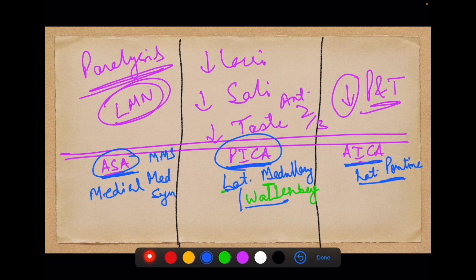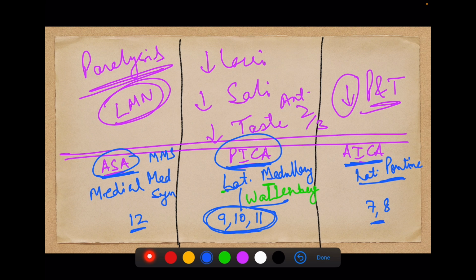What was the mnemonic for the PICA? Don't pick a horse who can't eat. Hoarseness and dysphagia, so easily you should think about the 9th, 10th, and 11th cranial nerves. So now we know about the PICA, that is the lateral medullary, 9th, 10th, and 11th. Anterior spinal artery is the 12th cranial nerve feature, and anterior inferior cerebellar artery is 7th and 8th.